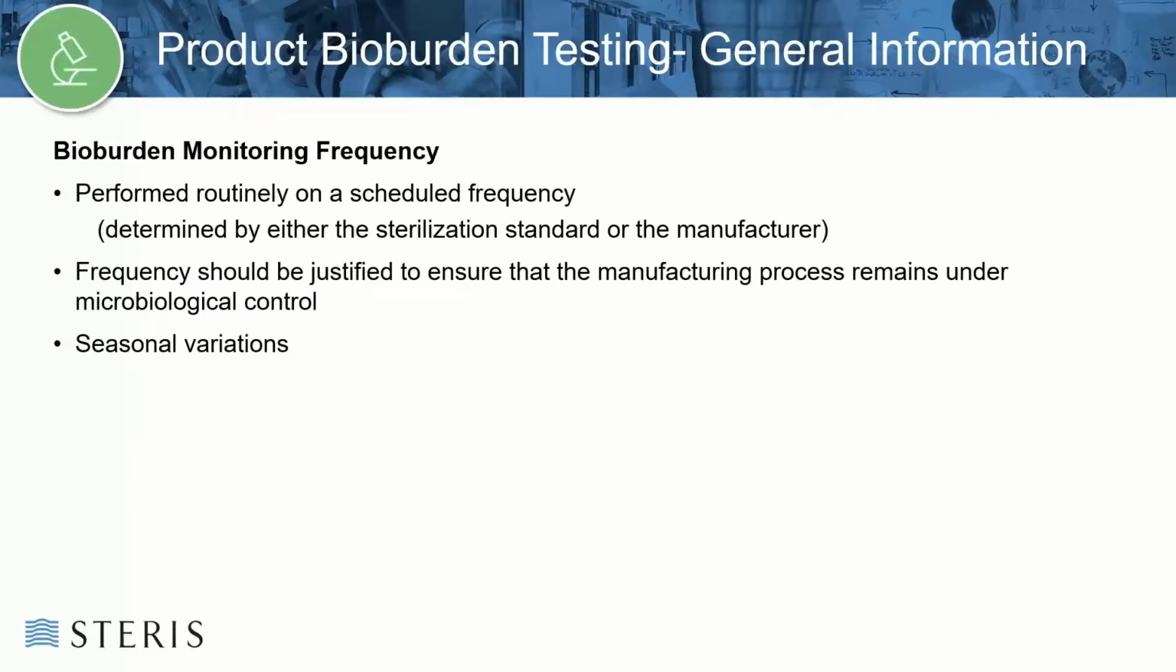Bioburden testing should be performed routinely on a scheduled frequency, which is determined either by sterilization standards, such as ISO 11137 or 11135, or by the manufacturer themselves. The frequency should be justified to ensure that the manufacturing process remains under microbiological control, and this justification should be demonstrated from trending, risk-based assessment, and documented within the manufacturer's quality system. When looking at frequency and monitoring of bioburden, seasonal variations should also be considered.